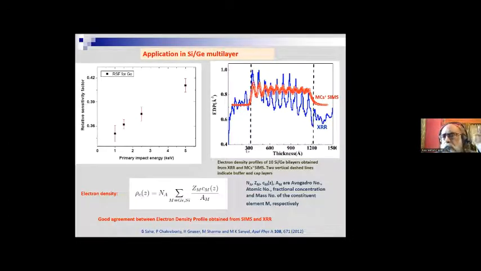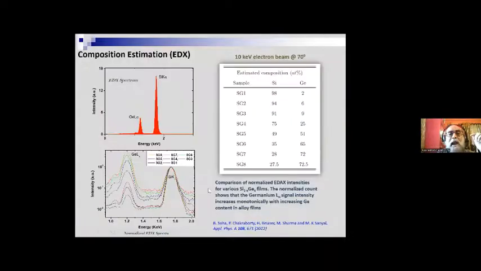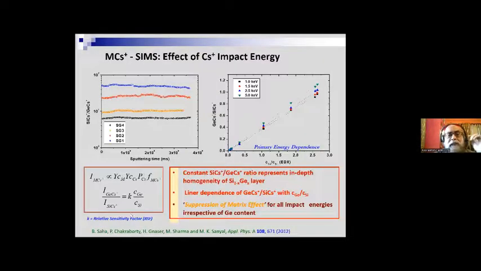This is the first time electron density has been calculated from a SIMS experiment using the MCS molecular SIMS. And from this, N is the Avogadro number, Zm is the atomic number, Cm is the fractional concentration as a function of Z, and Am is the mass number of the atom. Okay, so we know everything, and so the concentration. If we know the concentration, we can find out the electron density, or if we measure the electron density, we can find out the concentration.